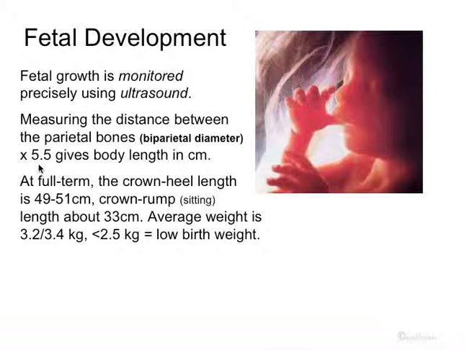At full term, the crown to heel length of a fetus is about 49 to 51 centimeters. The crown to rump, which is the sitting length, is about 33 centimeters. The average weight is about 3.2 to 3.4 kilograms. Below 2.5 kilograms is known as low birth weight.